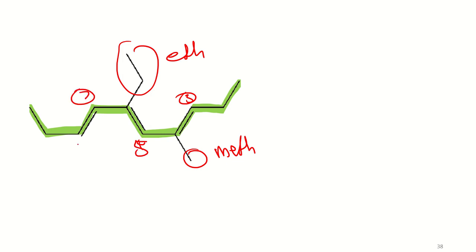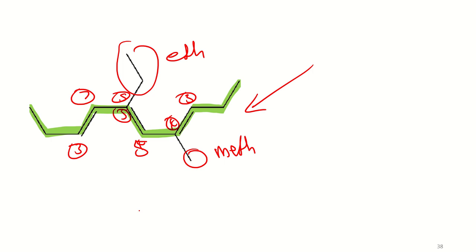If we go the other way, we have a 3, 5, and 7. Okay, 1, 2, 3, 4 for my first methyl going that way. 1, 2, 3, 4, 5 would be my ethyl going that way. So we're going to number coming this direction here.